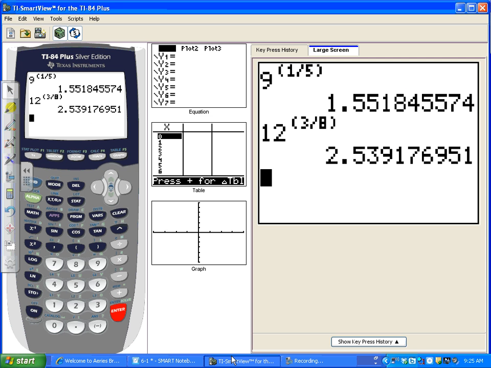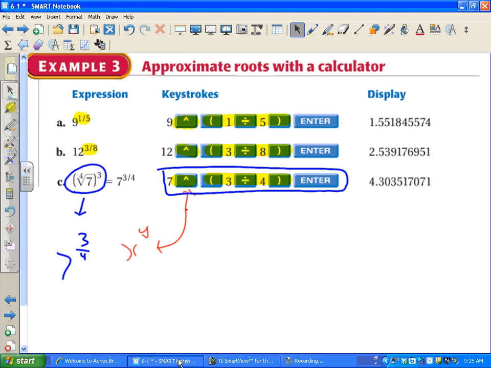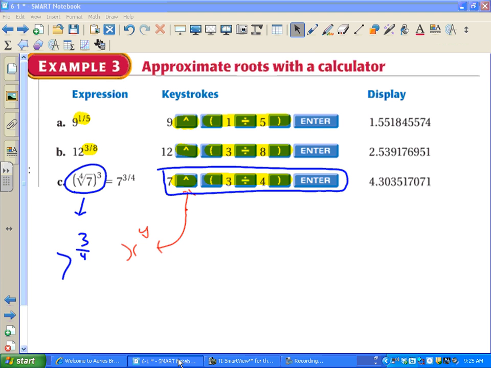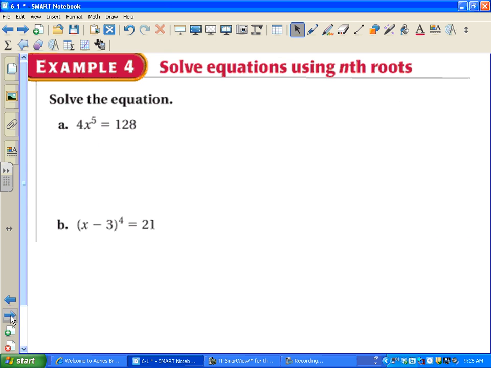And again, that would look like this. 7 raised to the parentheses 3 divided by 4. Close your parentheses and hit enter. Okay? Pretty straightforward for that. That'll be you guys.